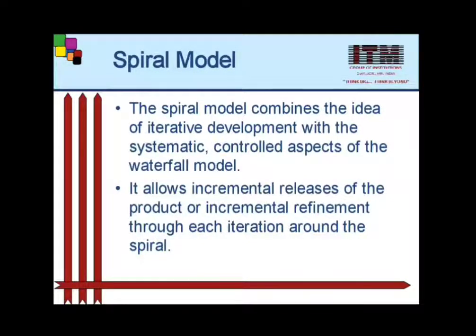This model attempts to use the step-by-step procedure of the linear sequential model, and it also incorporates prototyping whenever needed. It is an evolutionary software process model that couples the iterative nature of prototyping with the controlled and systematic aspects. It provides the potential for rapid development of incremental versions of the software, and it allows incremental releases of the product or incremental refinement through each iteration around the spiral.